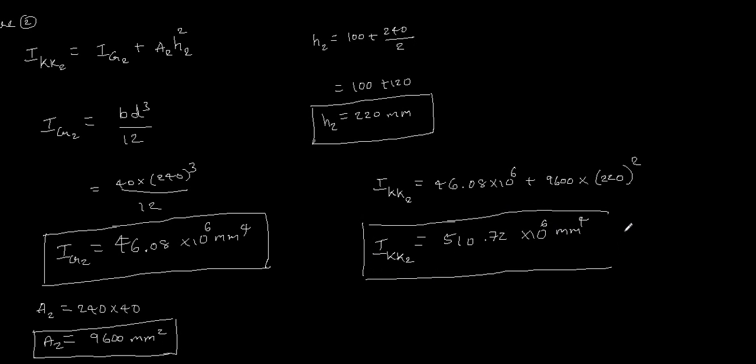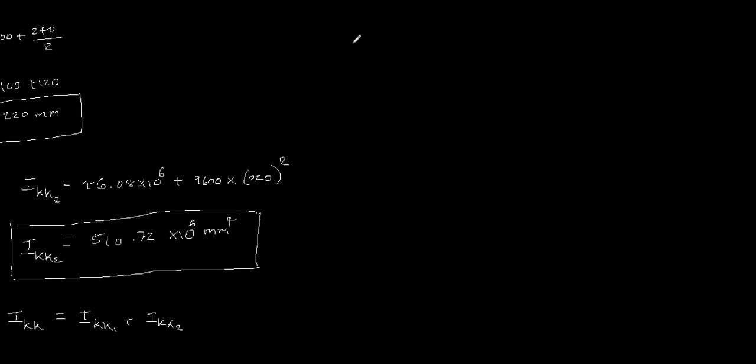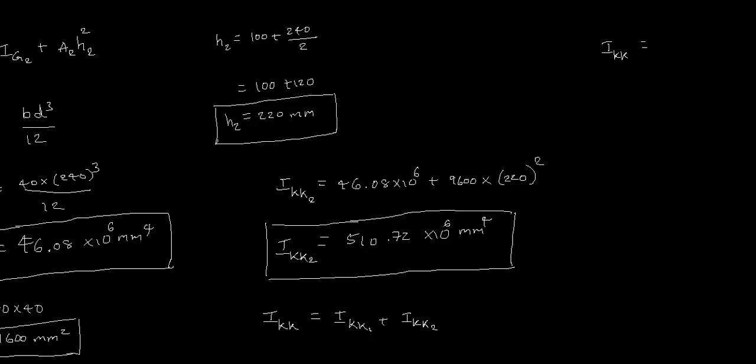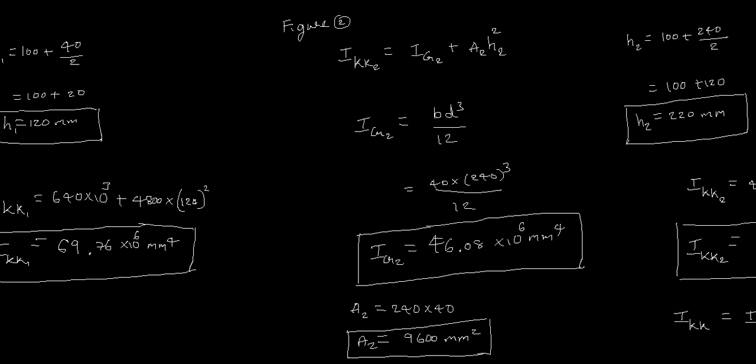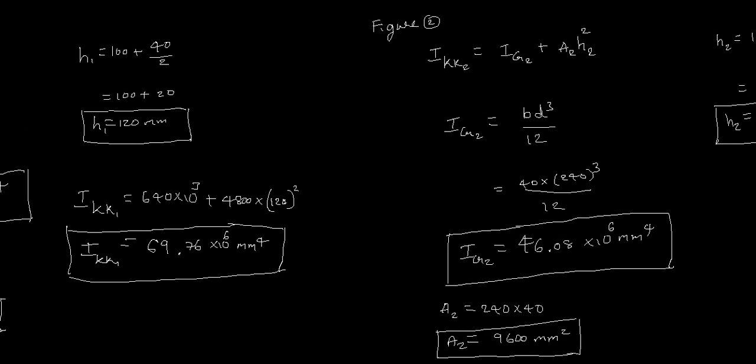Next, we need to find out the moment of inertia of the whole section with respect to the x-axis, which should be the sum of the two moments of inertia. So Ikk1 plus Ikk2. Okay, so go for finding Ikk, which is the moment of inertia of the composite section with respect to the kk axis. So what is the value we got? Ikk1, go through the value again. So Ikk1, the value we got is 69.76 into 10 power 6.